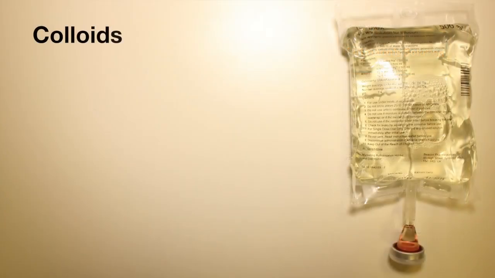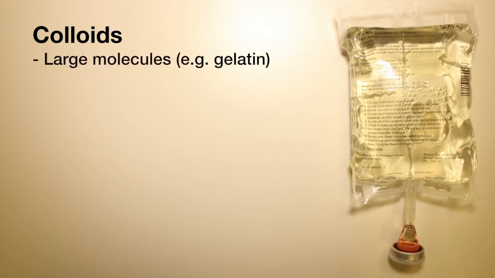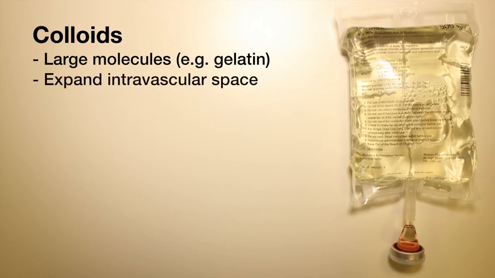The second fluid type is colloids. Colloid solutions contain larger molecules, for example gelatin or albumin, that remain within the intravascular space. They are therefore thought to expand the intravascular space with a longer duration of action than the crystalloid solutions. For this reason, colloids were previously popular resuscitation fluids.